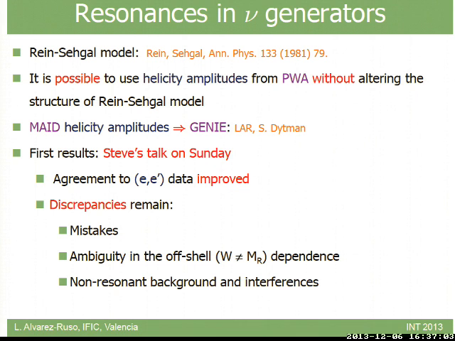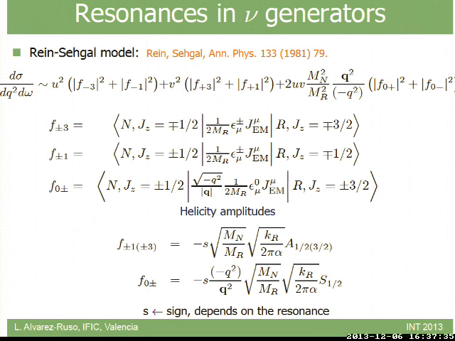Still, it's by no means perfect, and when you look at the results, think that there are still issues. First, we're not yet ready to rule out completely stupid mistakes, and then there is also something a little trickier to handle, which is the ambiguity of the dependence of the resonances when W is not equal to the resonant mass. For simplicity, what we have done so far is to relate the Fs with the As and S at the resonant peak, keeping only the invariant mass dependence that is there in the Breit-Wigner. This is the only thing that has been done. However, if you look better at the Rein-Sehgal Fs, they have some W dependence, and there is also some W dependence in the production and decay vertices in the model. So this needs to be looked at more carefully.